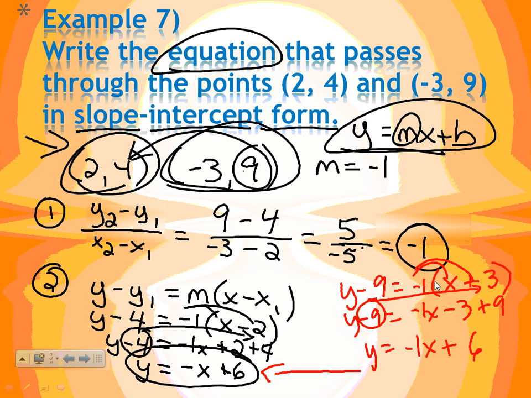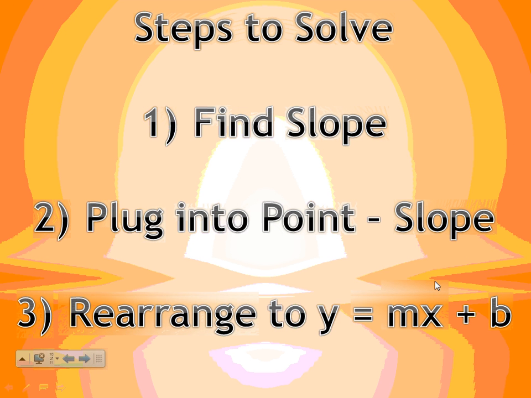I have a hard time wrapping my head around that I can plug in 2 different points, but somehow when I rearrange them, they both come out to be the same. That just blows my mind. Anybody else have that thought? You're just like, whatever. Okay. Here we go. So there's your 3 steps. What's your comment?